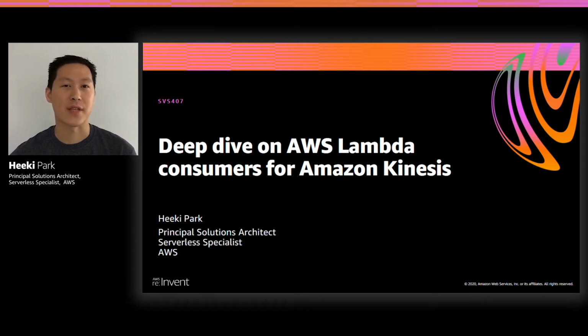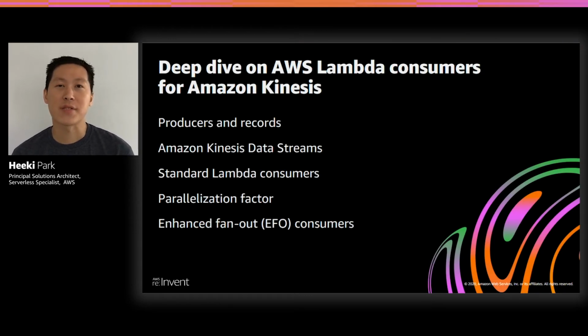for Amazon Kinesis data streams. In this session, we'll cover the components that a message will touch as it flows through a real-time ingestion and processing system. This includes how the message or records are routed from producers to streams, characteristics of those streams, Lambda as a consumer to those streams, first in the standard consumption model. Then we look at how a parallelization factor can improve consumption throughput. And finally, we look at another consumption model using enhanced fan-out consumers, or EFO.